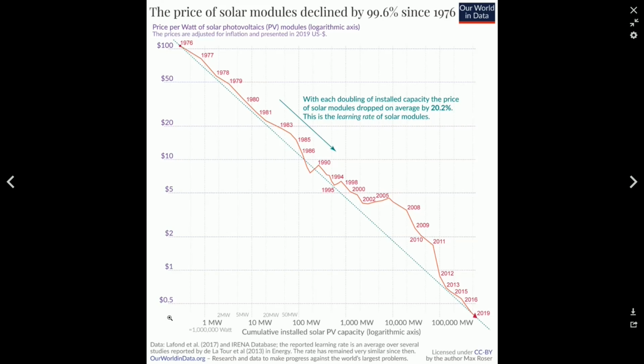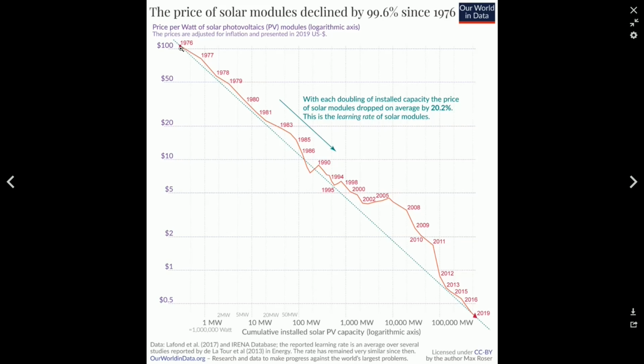This horizontal axis is also logarithmic, but in terms of megawatts of cumulative installed solar PV capacity. So as this goes to the right-hand side, these are in orders of 10 times more for each of the major grid lines. And this trend line is the trend of these actual data points per year.